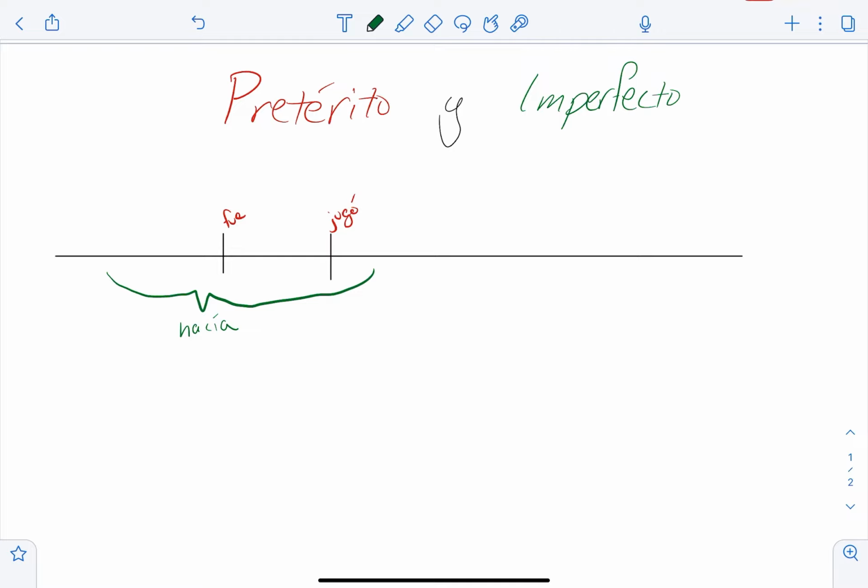Or I might say that Pedro used to always go to the beach. Pedro siempre iba a la playa in the past.